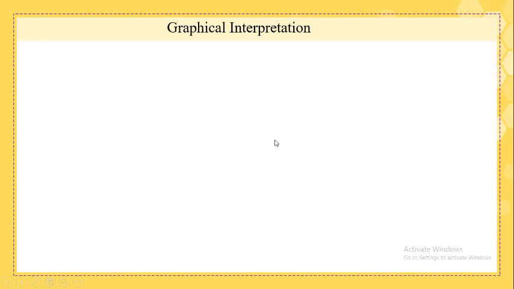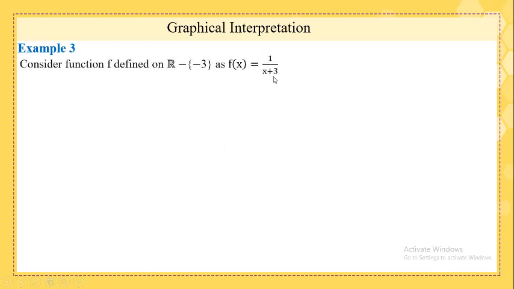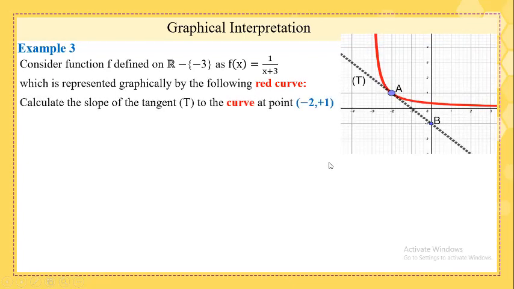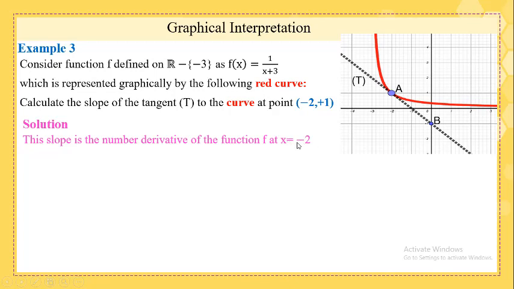Let's see an example. Consider function f represented by this red curve. We want to calculate the slope of the tangent at point A. The slope of this tangent at point A. Depending on the definition, the slope is the number derivative at xa. So the slope of this tangent is the number derivative at xa, at x equal minus 2.